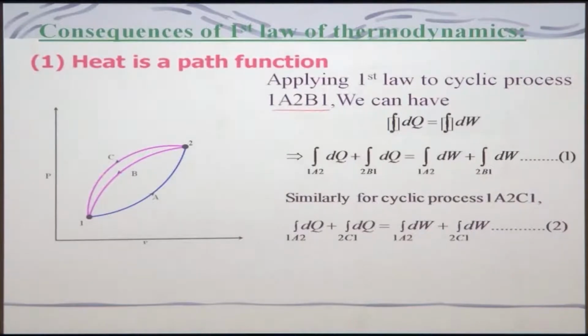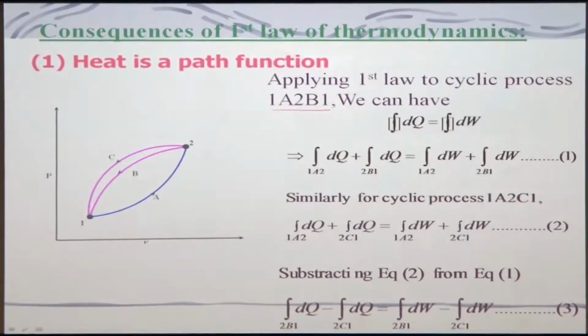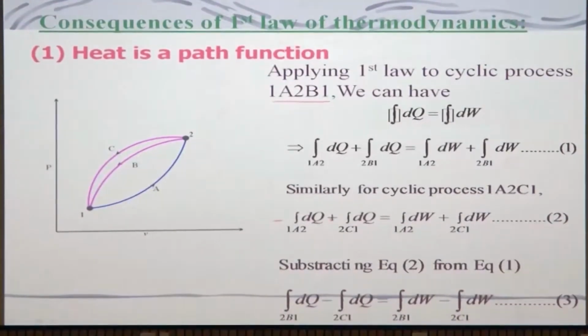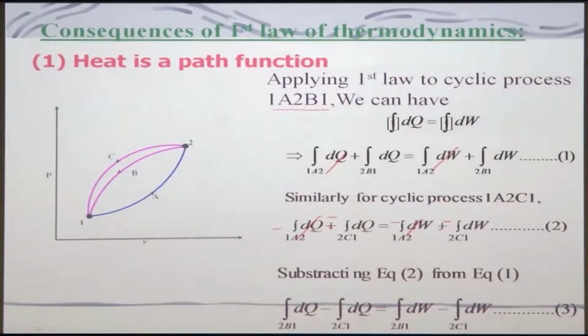If you look at this, the heat term for path 1A2 is the same, and of course the heat for path 2C1 is different if you compare equation 1 and equation 2. The work done along path 1A2 is the same in both, and the other two are different. What we will do is subtract equation 2 from equation 1. If I do that, this will cancel out, because I am subtracting, and similarly the work for 1A2 will cancel out. I will get dq for the path 2B1 minus dq for the path 2C1 is equal to dw for the path 2B1 minus dw for 2C1.